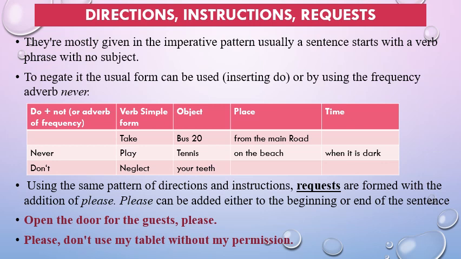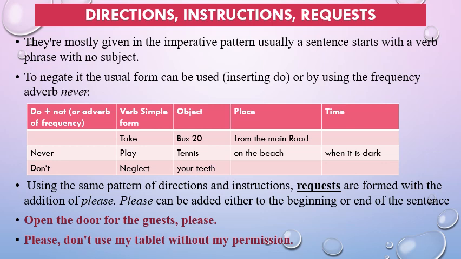For instance, when you say open the door for the guests, if you are doing it in a direct way, without inserting the please, it will be called directives. But when you insert the please at the end of your sentence, it would be considered as a request. And by the way, please can occur at the beginning of the sentence and at the end of the sentence. For example, you can say open the door for the guests, please, or please open the door for the guests. But you can't insert it between the subject and the verb.